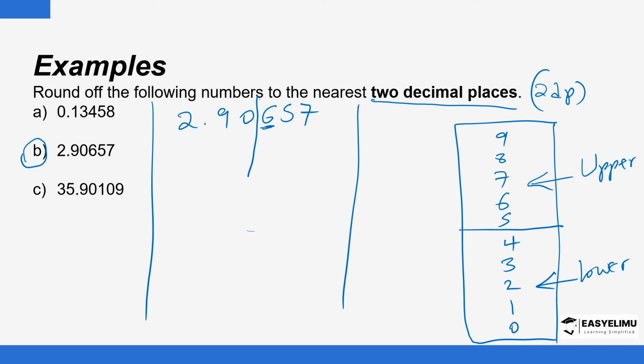And look at the digit after the cutoff line. If it falls in either of the categories, you either increase the digit before the cutoff line by 1 or leave it the way it is. So if the digit after the cutoff line falls in the lower category, nothing happens to the digit before. If it falls in the upper category, digits 5 to 9, then you increase the digit before by 1. Like in this case, 6 is in the upper category, so you will increase 0 by 1. Of course, all the digits before the cutoff will remain the way they are, except this one particular digit that is before the cutoff line.